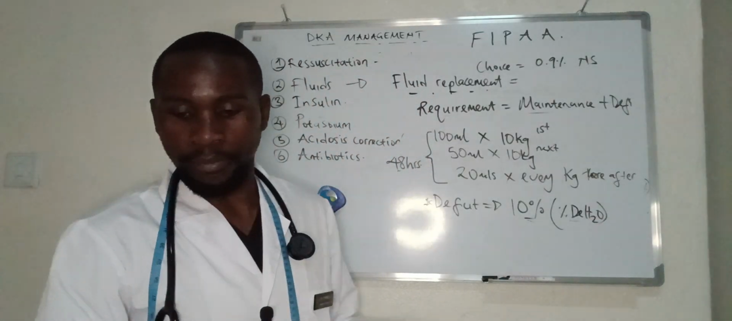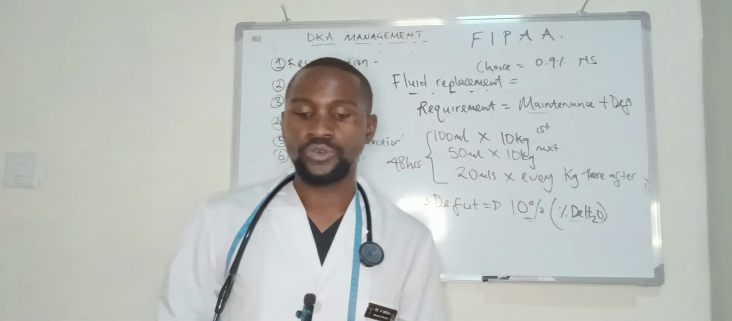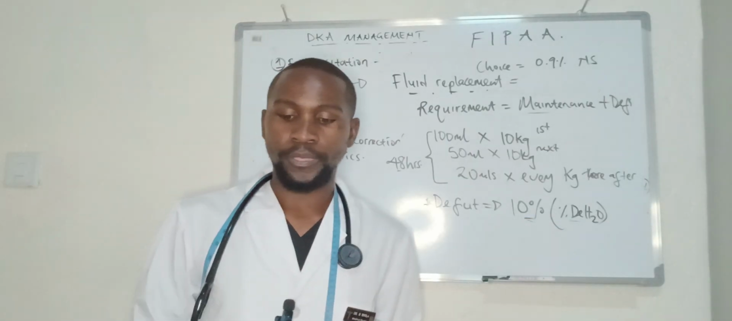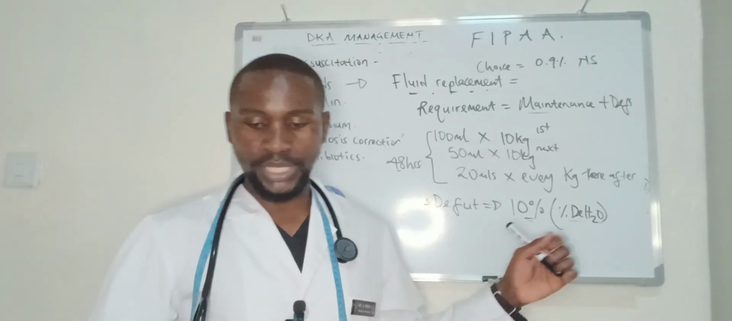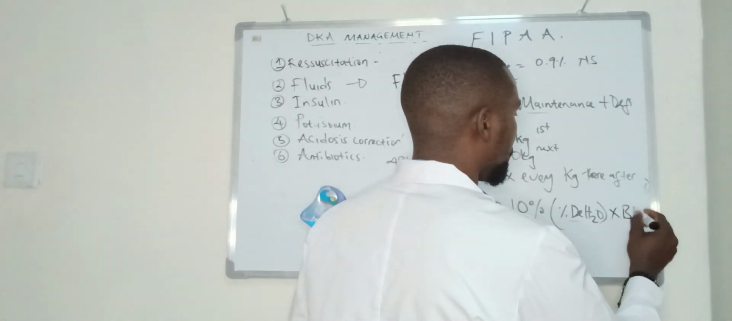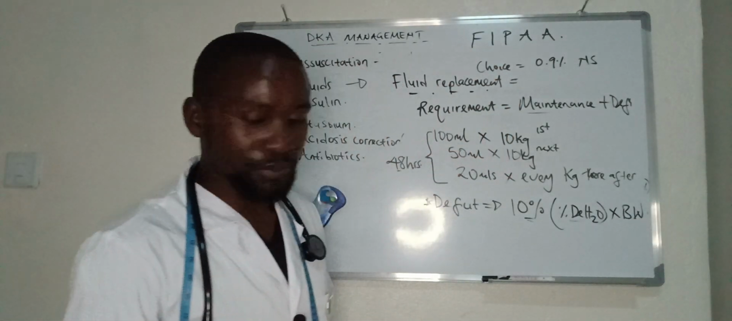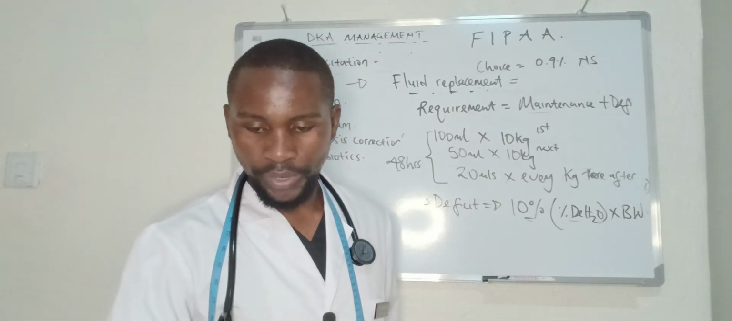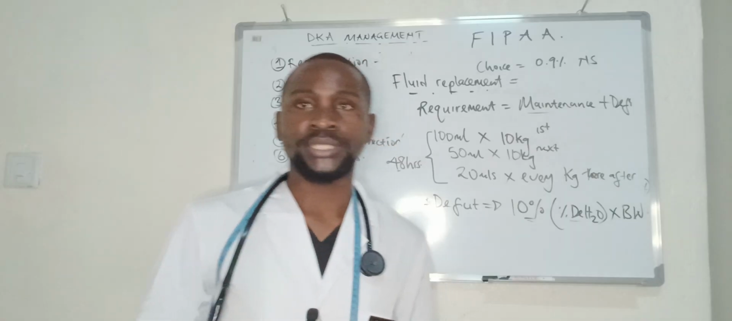Okay, so you do your percentage dehydration. Deficit is percentage dehydration times the body weight. So your body weight multiplied by the percentage dehydration.